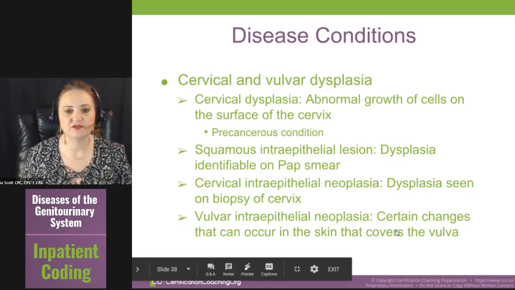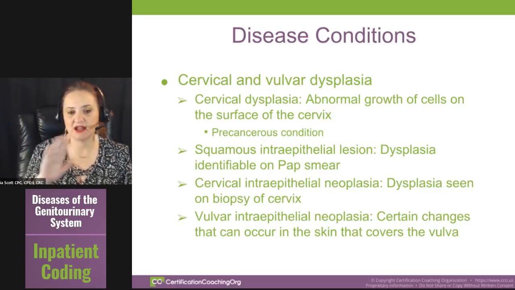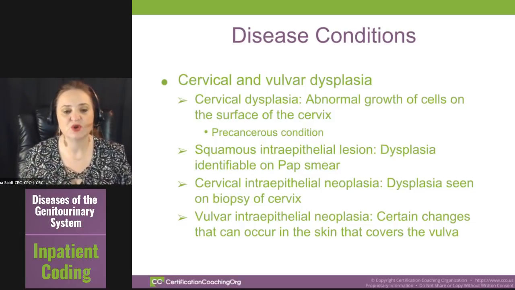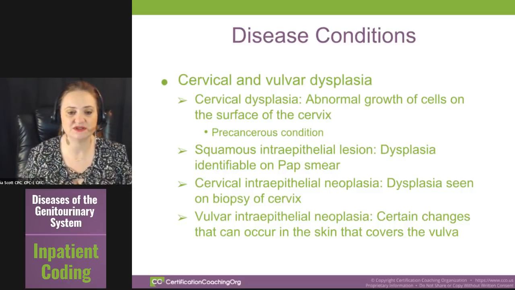We can have cervical and vulvar dysplasia, and cervical dysplasia means that you have abnormal cells on the surface of the cervix. This goes in not just on the outer layer. You can have squamous, think of squamous cell carcinoma. This is squamous intraepithelial lesions. So you can have dysplasia and identify those on pap smears. That's one of the reasons that they do those.